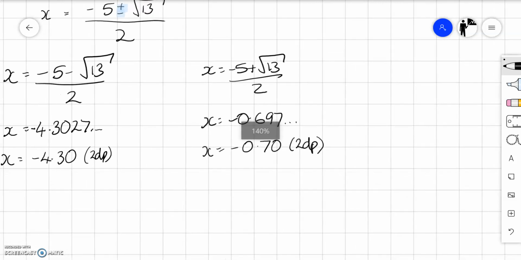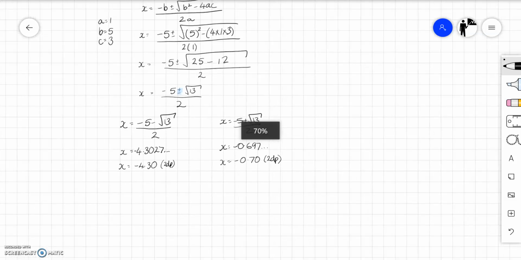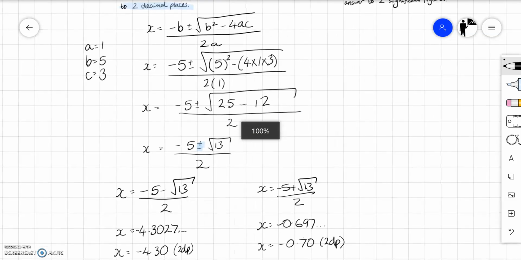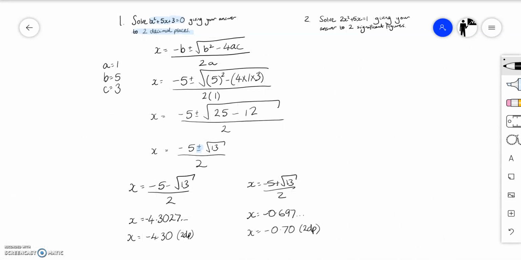Okay, so you extract your values of a, b and c, substitute into your equation. Once you get to this stage, you split into the two different branches. You know to use this because it asks you to solve an equation and it tells you to round your answer. Got one final one to look at.